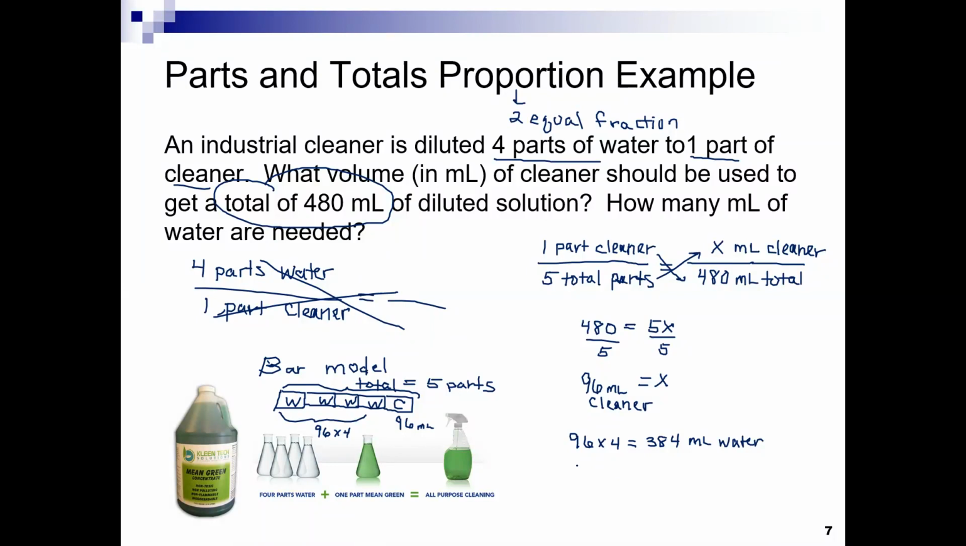Another way to solve that's very straightforward is to take the total, 480, subtract out the amount of cleaner, the 96 that we found, and by doing that subtraction, I also get 384 milliliters of water, because I know that there are just 2 substances mixed together in the diluted solution.